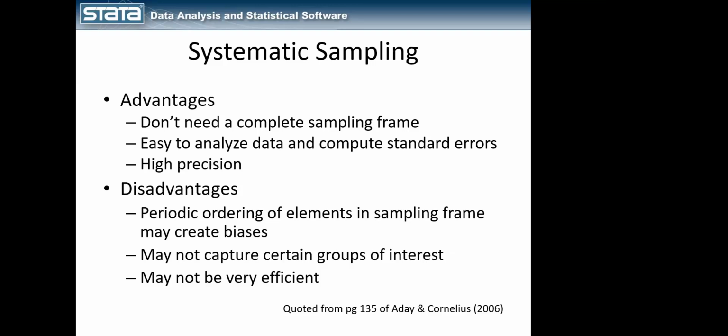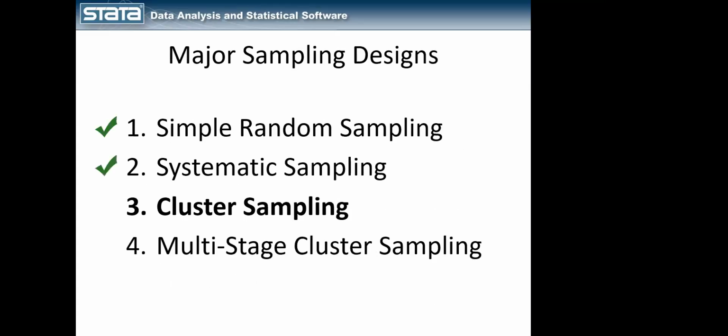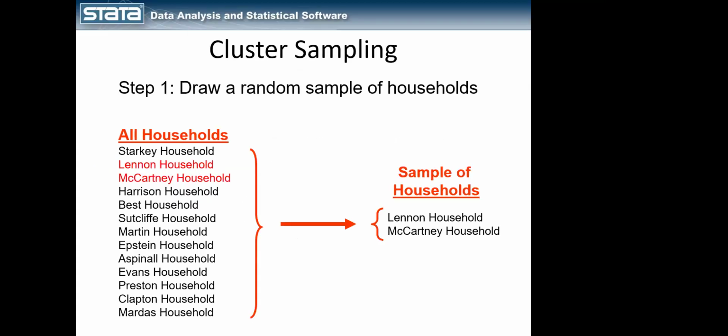So there may be certain kinds of periodic ordering in your sampling frame that can cause this problem. Because of that, you may miss certain groups of interest, and it may not be very efficient in terms of just a practical nature for reasons like that. So that then brings us to cluster sampling. So what do we mean by cluster sampling? This is actually very popular, and it gets us around some of the logistical problems of simple random sampling.